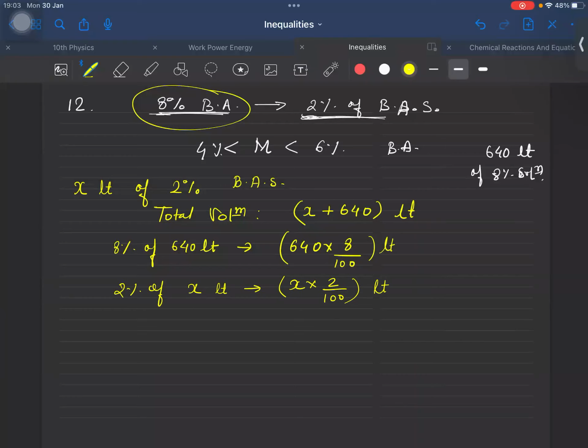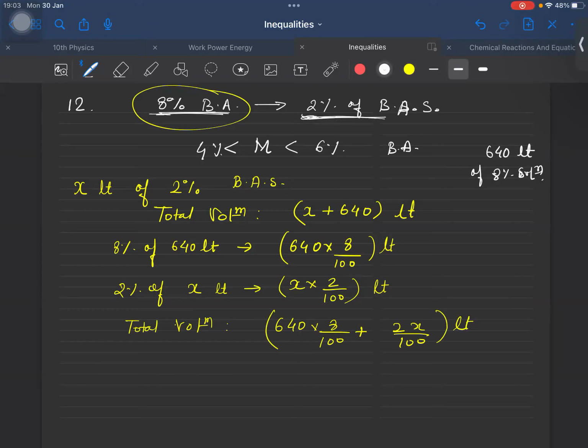So the net total volume of boric acid will be 640 into 8 upon 100 plus 2 times x upon 100 liters. Okay, very good. Now what?